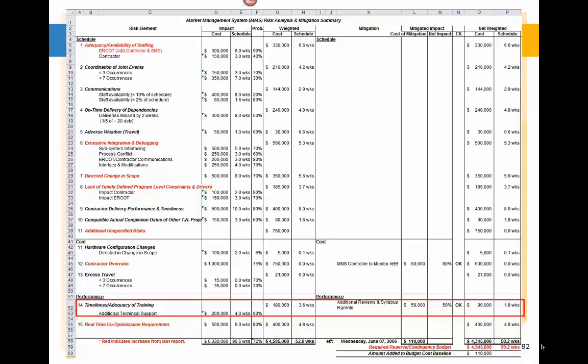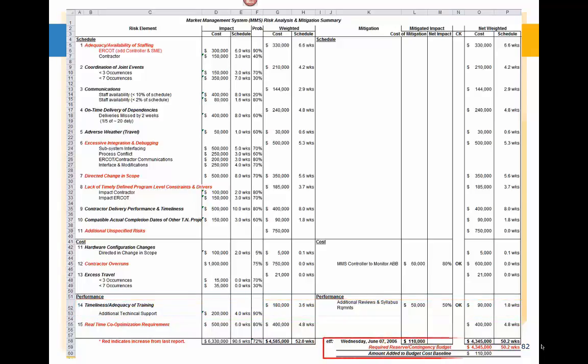of training, concerned about the user community, and by adding some technical reviews and putting a syllabus together for helping the customer with their training, we were able to reduce even further that particular risk. So we took that mitigation step, and that was a significant improvement in where we were going.